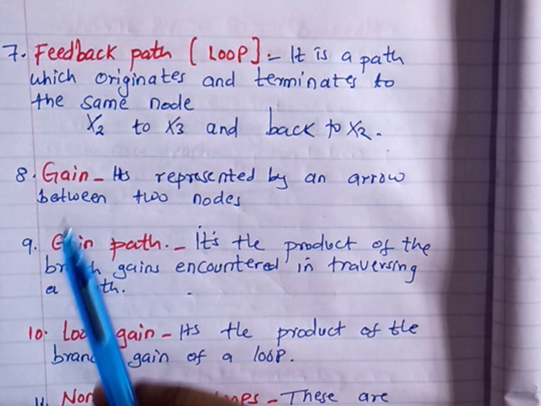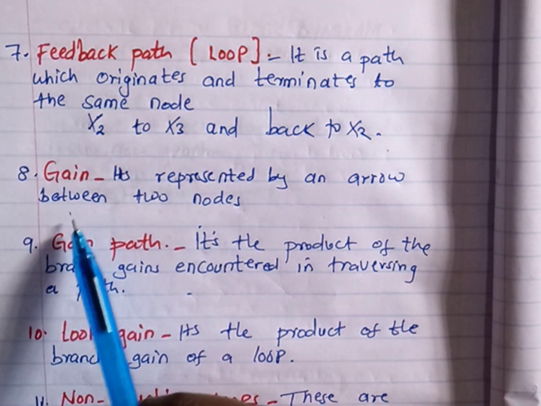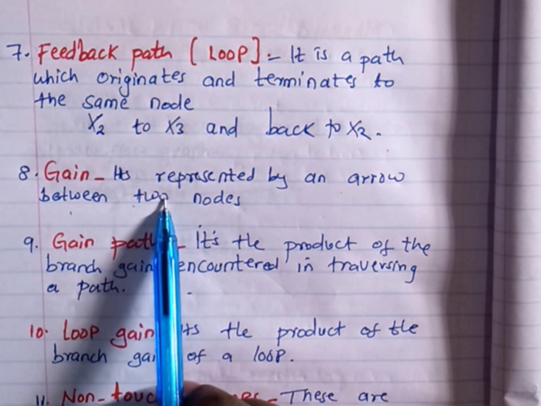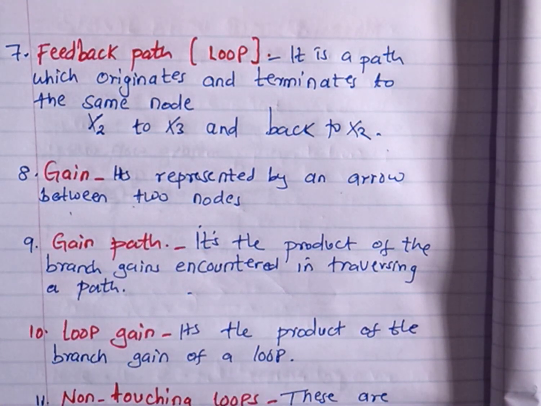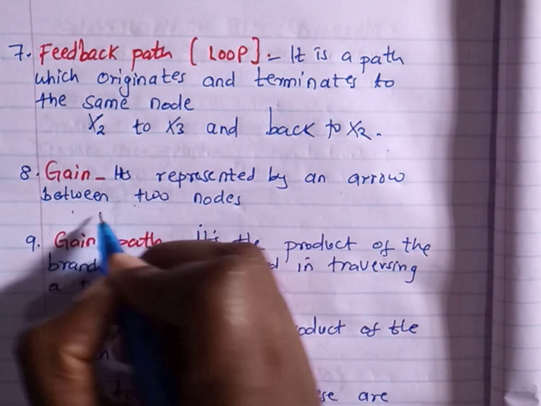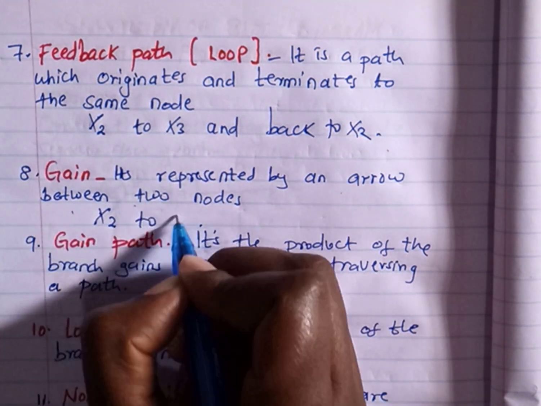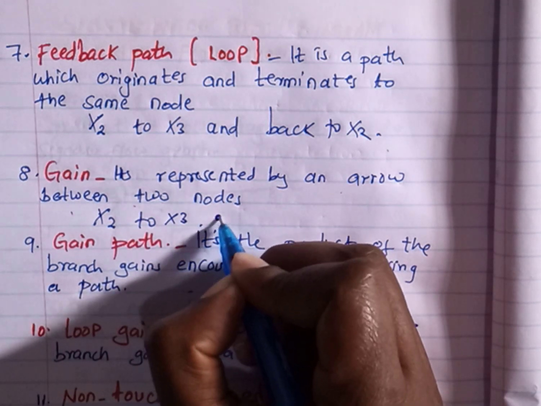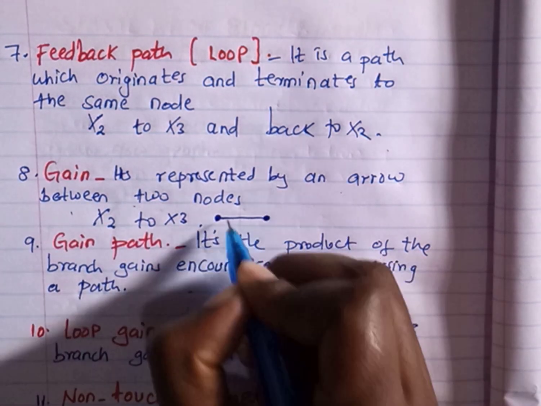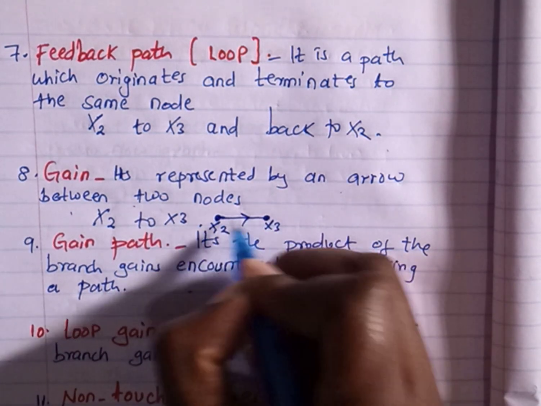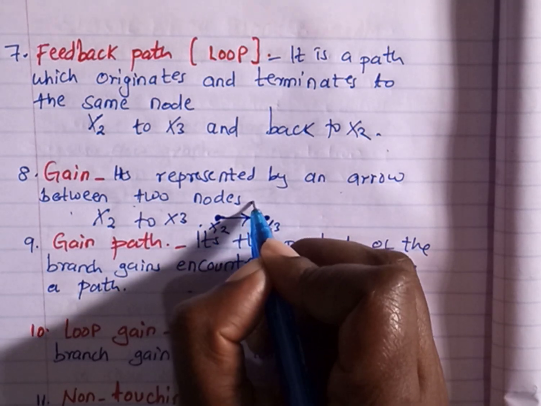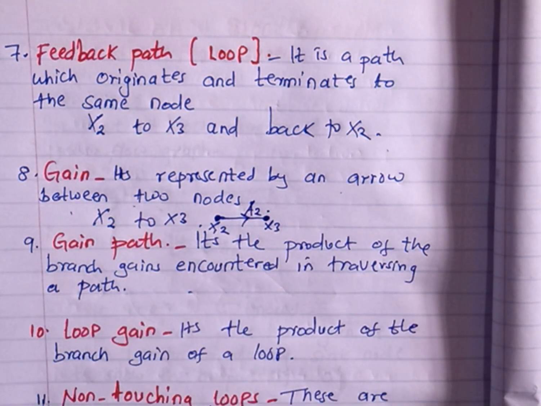Number 8, we have the gain. A gain is represented by an arrow between two nodes. In this case, if I have the gain between x2 and x3, it is drawn from this node to this one. This is my x2, this is my x3. So in between these two nodes, I have a gain, and this gain is a2.